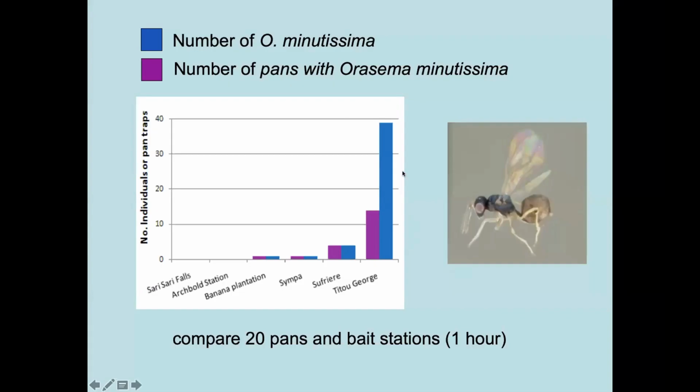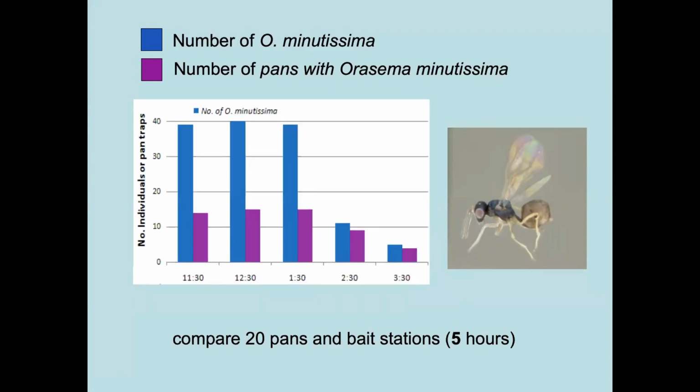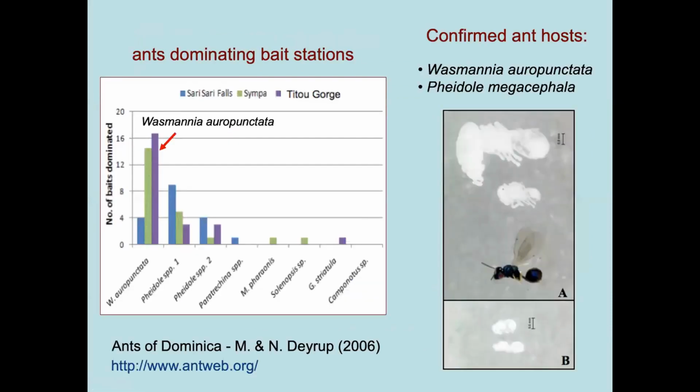Okay, just some little things about looking at the number of pans. This to me was just astounding: these are just pans, 20 pans and bait stations. We put them down for an hour. At this one place in T2 Gorge, we were able in 1 hour to collect over 35 Orosema minutissima, in quite a density of the plant pans. So it's really an easy way to go out and sample these things. We can look at this one where we compare 20 bait stations over 5 hours, each one of these being run for an hour. And again, we're getting similar, high numbers of minutissima. So they're all over the place, just jumping into these pan traps. That makes an easy sampling routine.